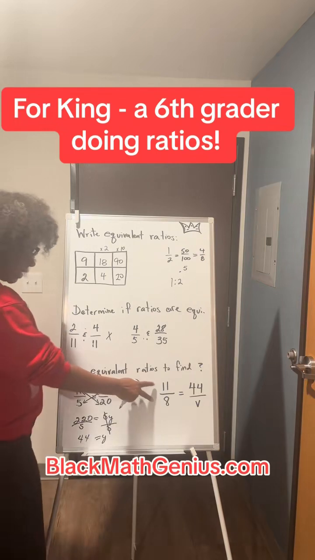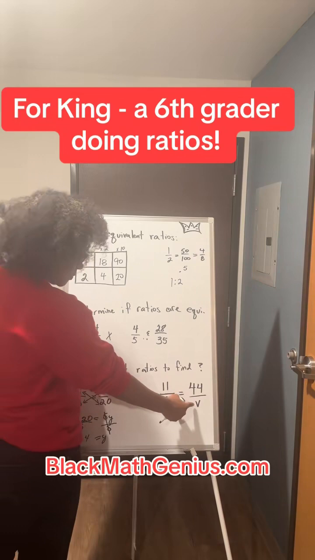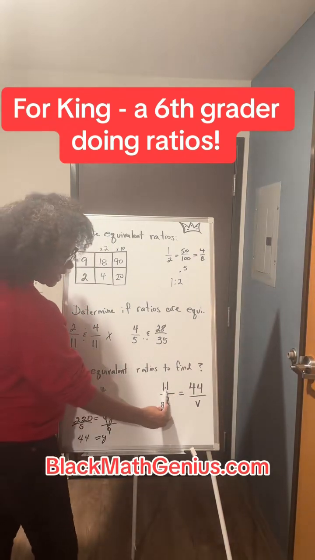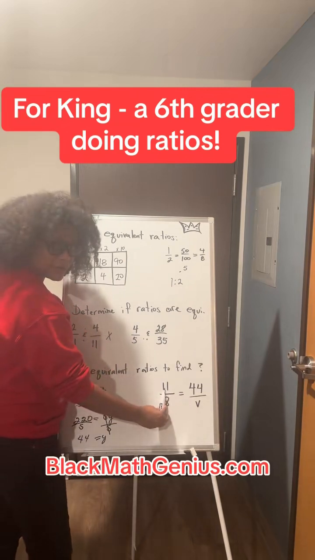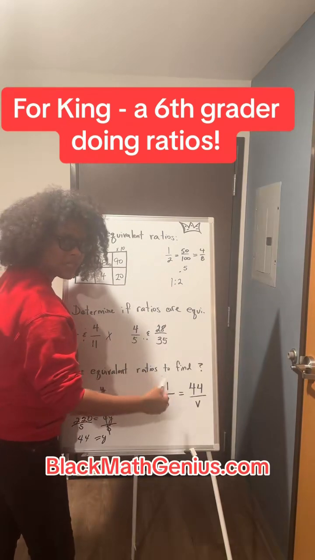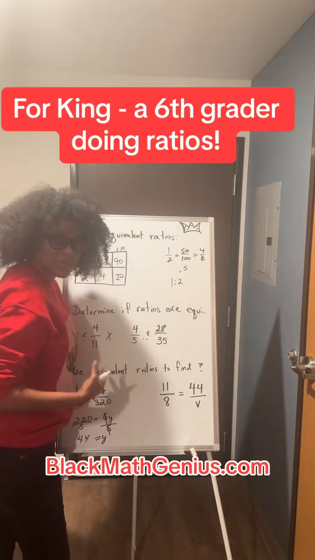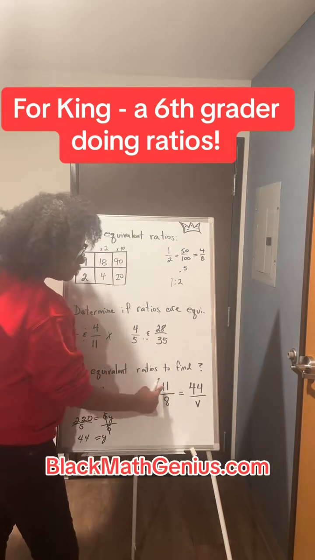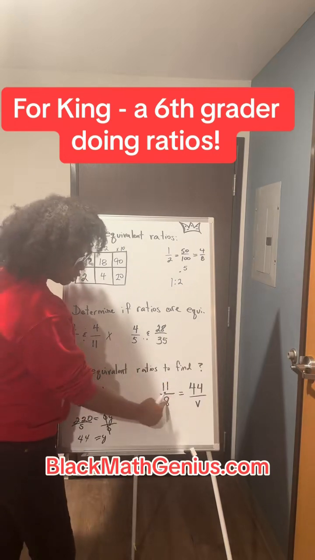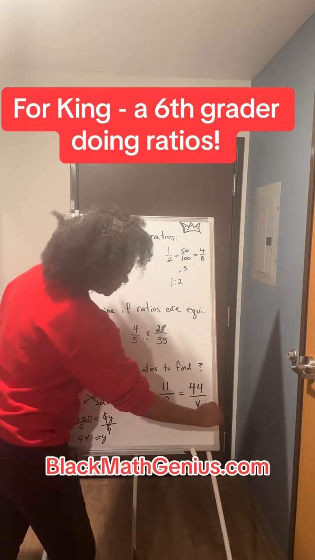Okay, then you have here 11/8 is equal to 44 over v. Again, look at the ones where you have both numerators. To go from 11 to 44, what do you do? And do not say add or subtract. When you're dealing with ratios, it's multiplication or division. Here, what do you multiply or divide by to get 44? You multiply by 4. So multiply the 8 by 4 as well, and you'll get v is equal to 32.